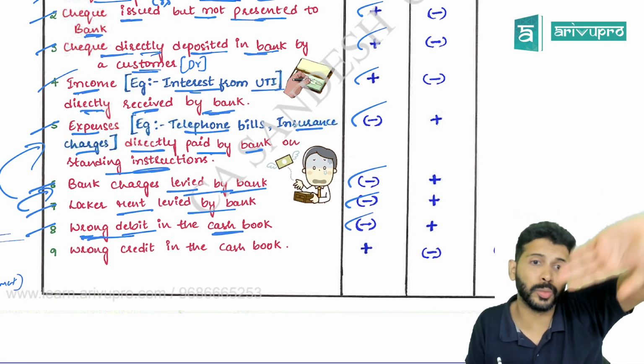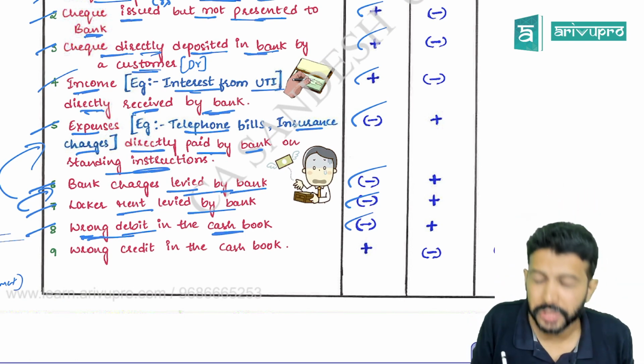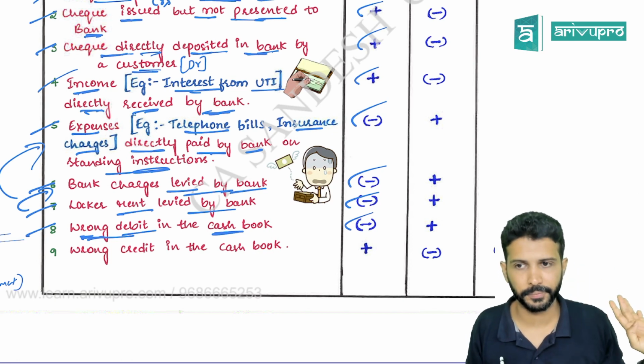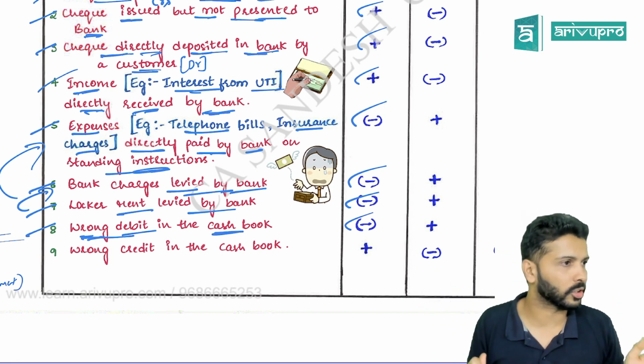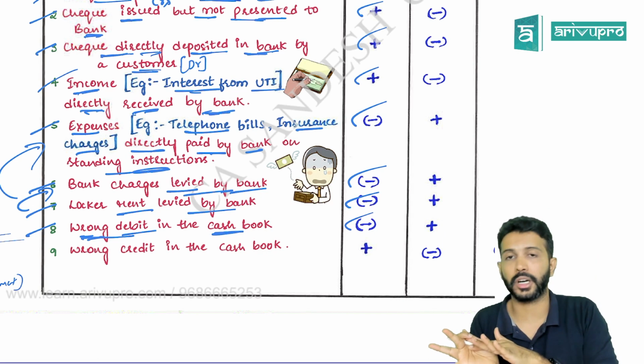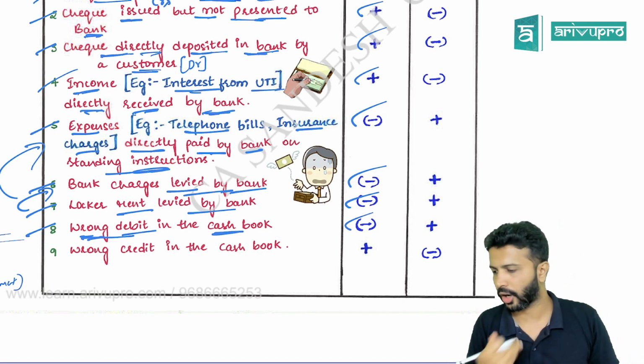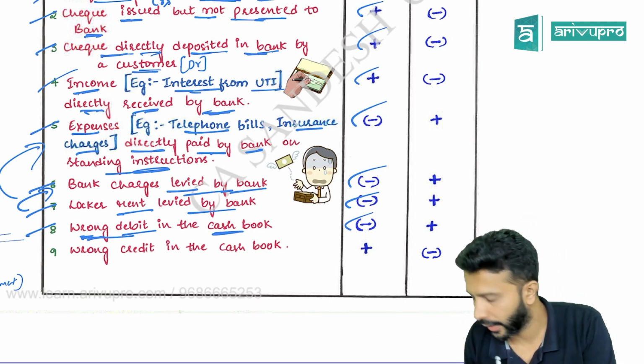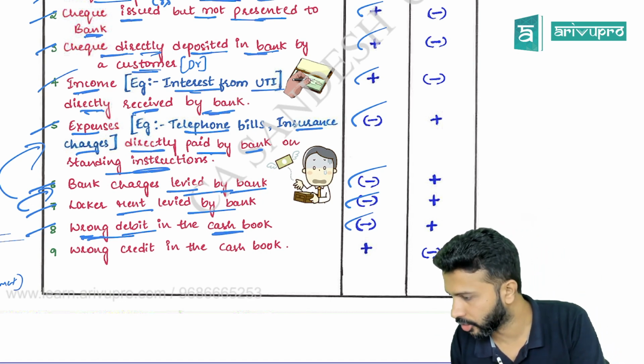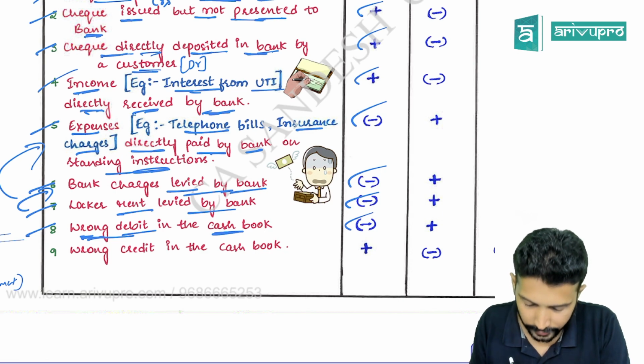So if you give a wrong debit, your cash book balance will increase because the debit side of cash book represents receipt side. Just remember that, you will be able to decode it lots soon. Debit side represents receipt side, credit side of cash book represents payment side. Accordingly, you will be able to decode. Okay, next one.